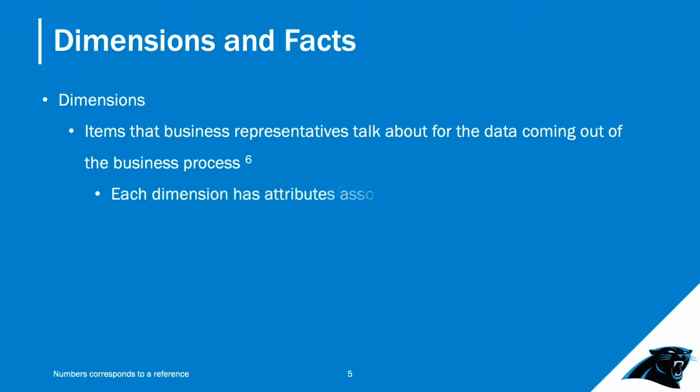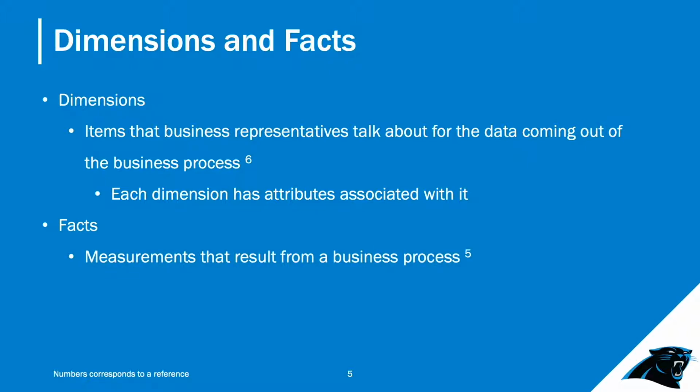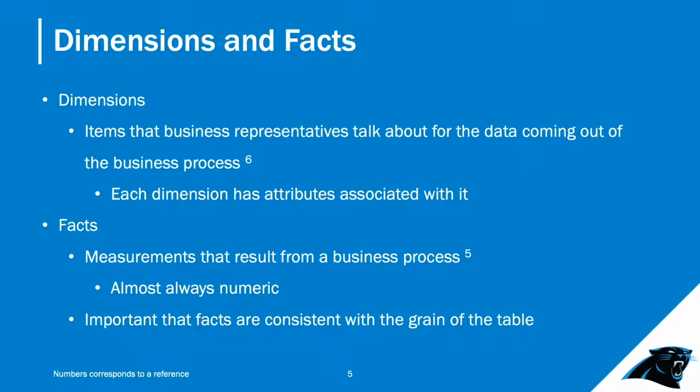Each dimension has attributes associated with them that populate the row. Going back to the customer support ticket, for example, the date would be a dimension with a date key to link it to other tables, and associated attributes for it could be day of the week, month name, etc. Facts are defined as the measurements that result from a business process event and are almost always numeric. It is important that facts are consistent with the declared grain of the table they are built into. Countless facts can be associated so long as they properly align with the grain of that table.